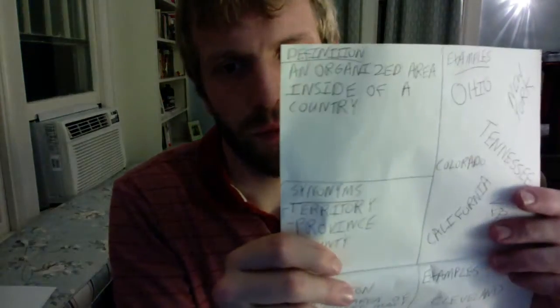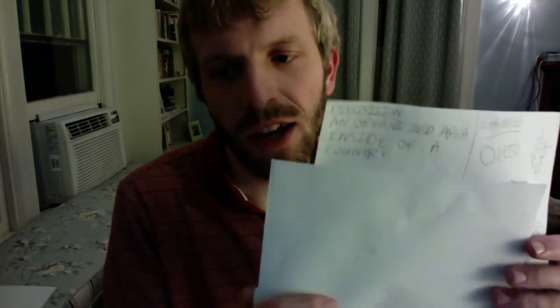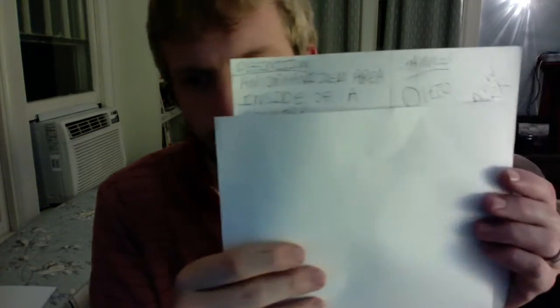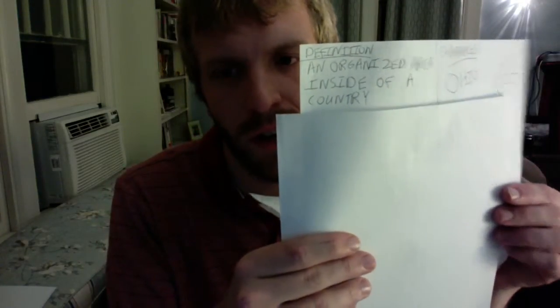The next one is going to be the state. So our definition for a state is an organized area inside of a country. An organized area inside of a country.